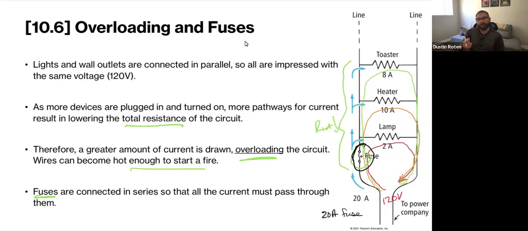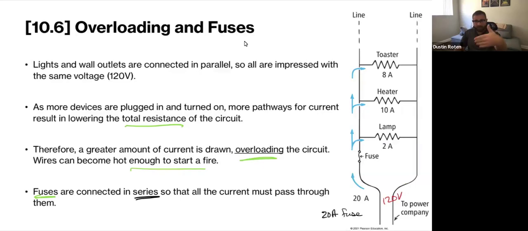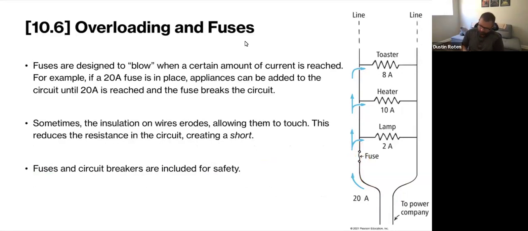And it's important that you put a fuse in series. So when it breaks, it turns off everything. And you can see here from my diagram, although it is a little cluttered, I can try to erase it. There we go. You can see from the diagram here, although there are things, the toaster, the heater, the lamp, that are in parallel, all the current has to flow through this fuse first. So it's in series. And that's exactly where you want the fuse. When it breaks, you want the whole thing to be shut down.